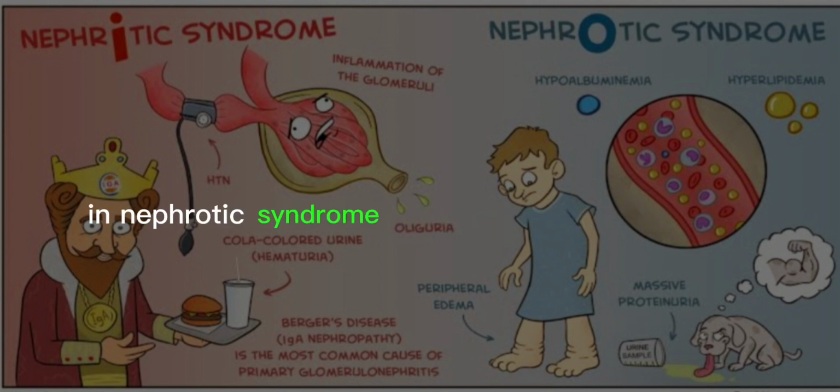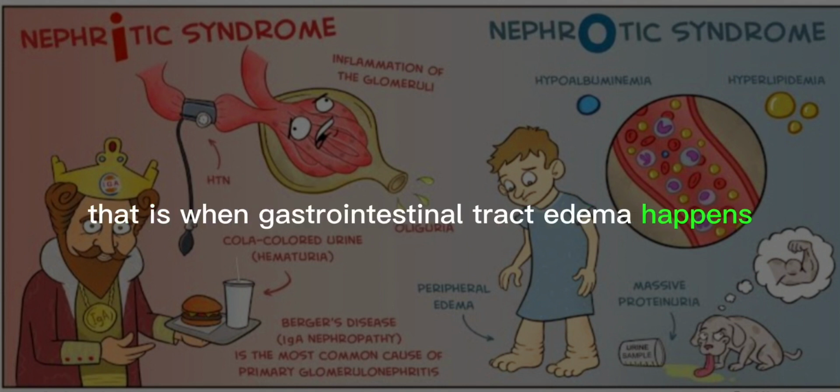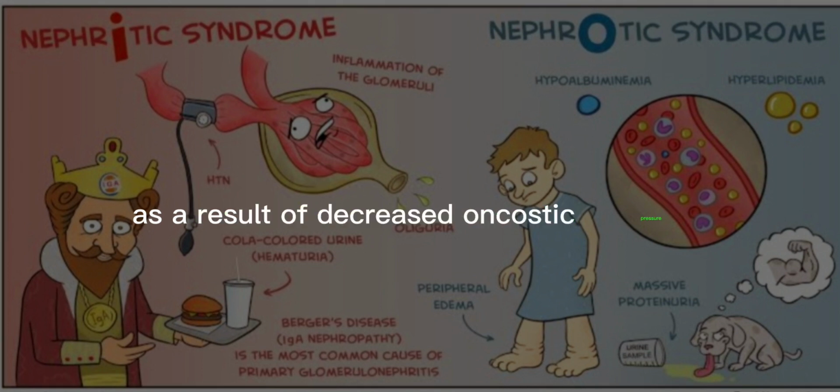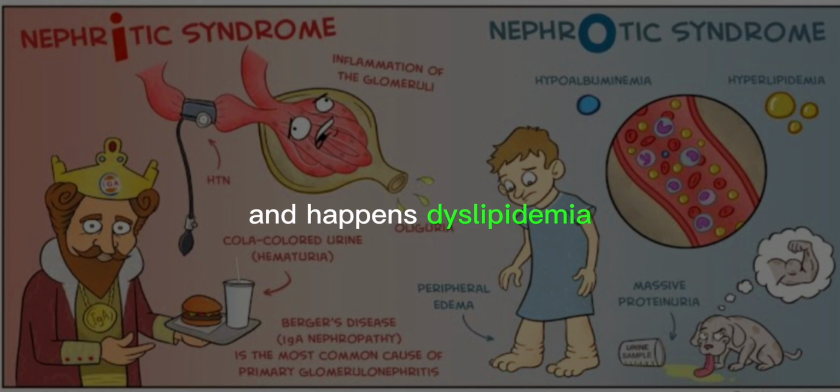In nephrotic syndrome, hypoalbuminemia happens, which is secondary to proteinuria, and may be due to malabsorption, that is when the gastrointestinal tract fails to absorb. Edema happens as a result of decreased oncotic pressure due to hypoalbuminemia, and dyslipidemia, hypokalemia and hypocalcemia happen.